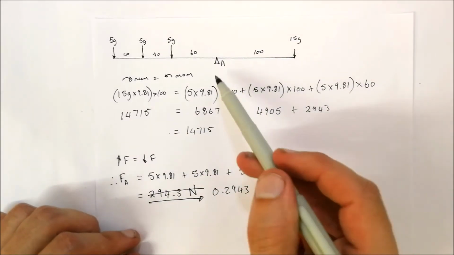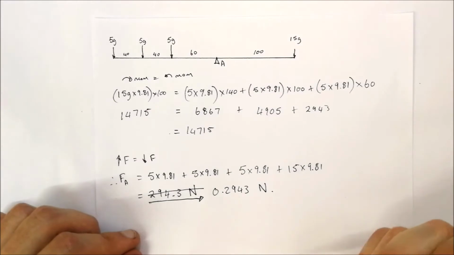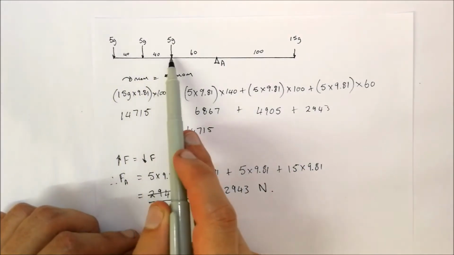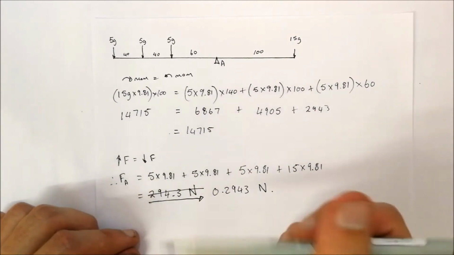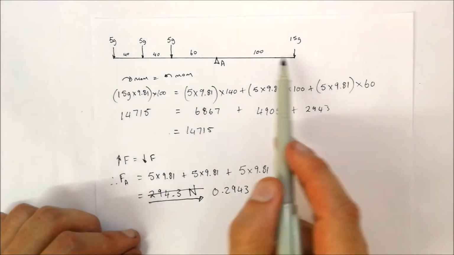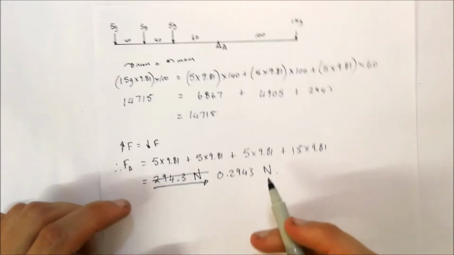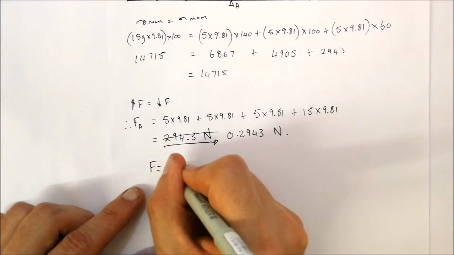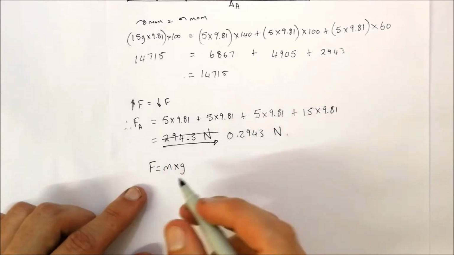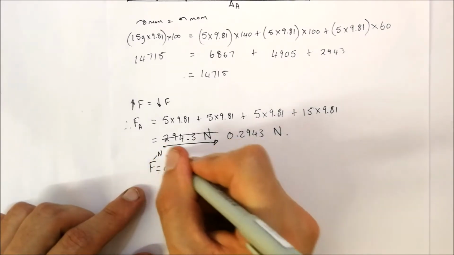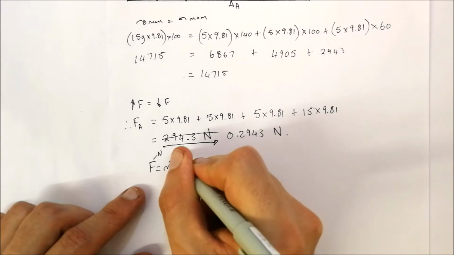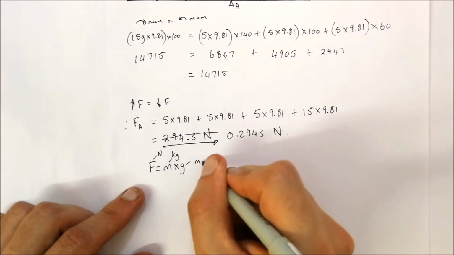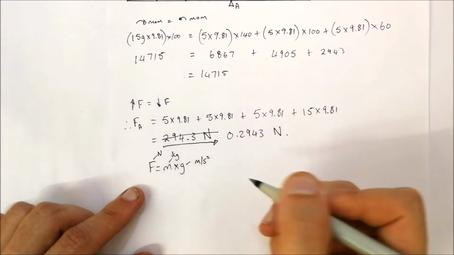Also keep in mind that your upward forces are equal to downward forces. And I've got distances here in millimeters. Just be careful, these distances always need to be in meters. If you remember, force is equal to mass times gravity. Force is in newtons, mass needs to be in kilograms, and gravity is in meters per second squared.